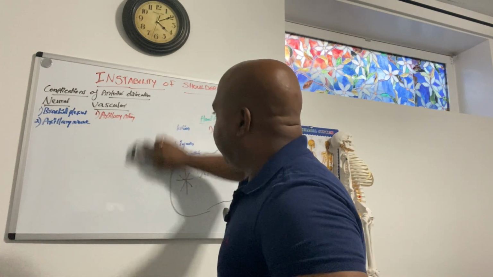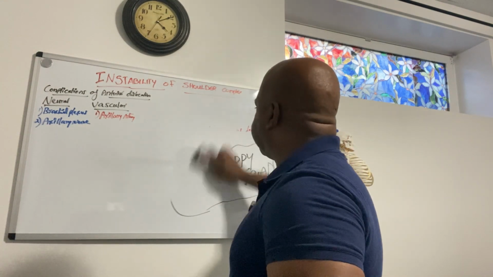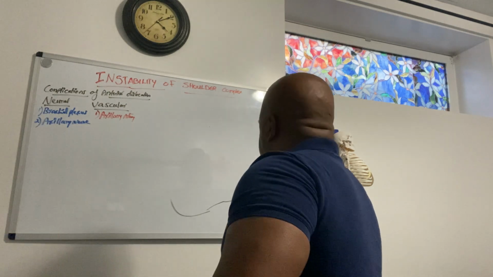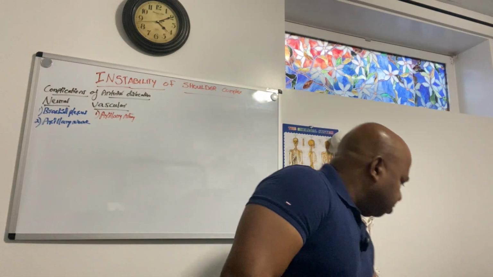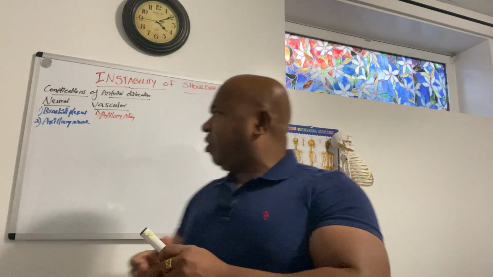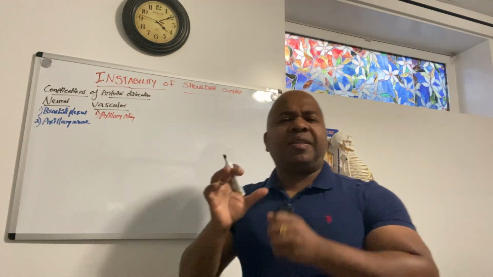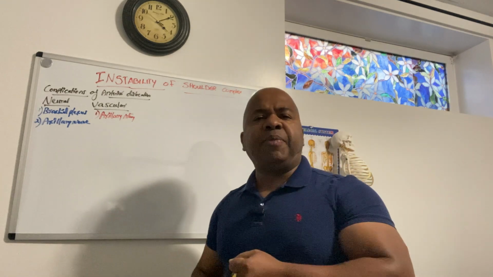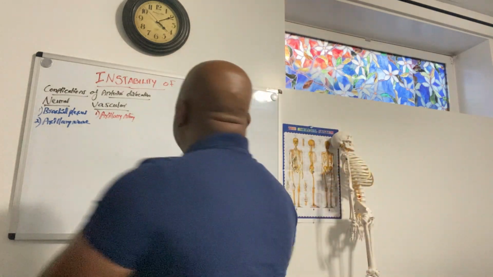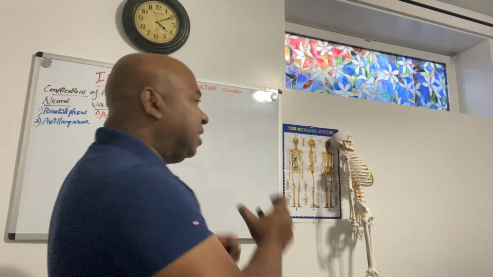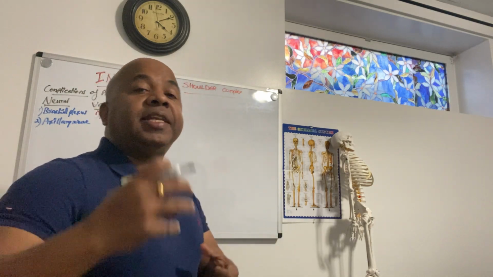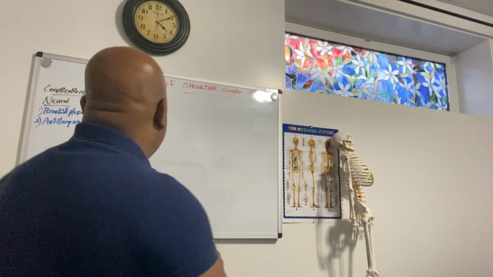So let me erase these structural complications. When I say neural complication, I told about the brachial plexus. When you say brachial plexus, you should know the basic anatomy of the brachial plexus. So how does the brachial plexus look? This is the diagram which I studied in 1993 when I studied anatomy.